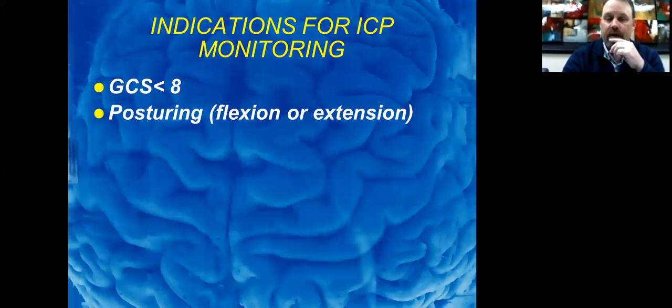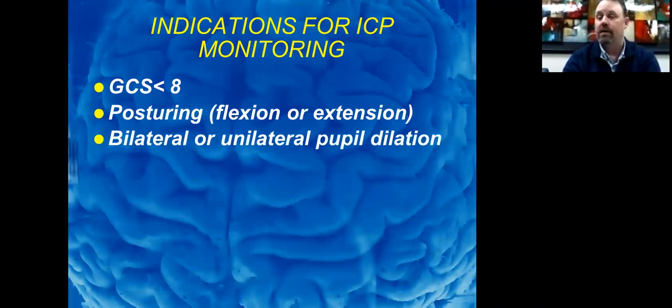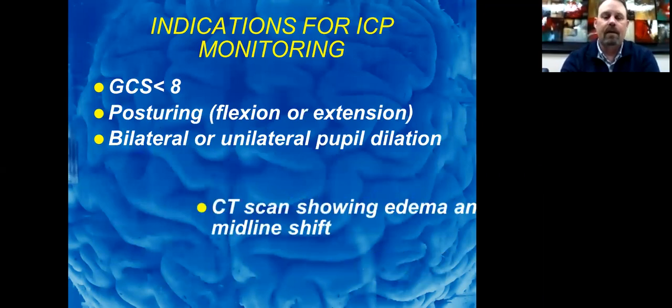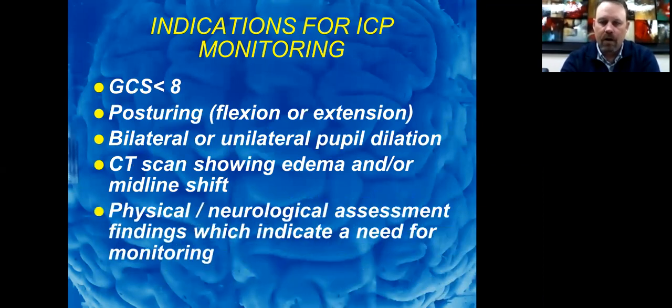Indications for ICP monitoring: GCS less than 8, posturing, flexion or extension, bilateral or unilateral pupil dilation, CT scan showing edema or midline shift. If it's showing edema, that's when you're going to use the mannitol, not just for bleeding, okay? Do your physical and neurological assessments prior to your neuromuscular blocking agent. If you don't, then you're at a loss on what the patient was at or what they're going to go to.